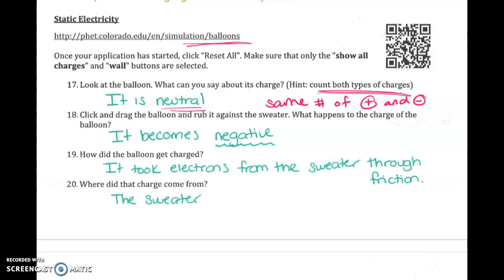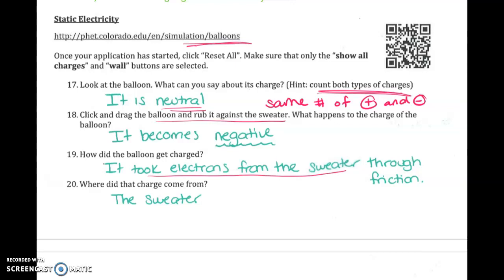So when you click and drag the balloon and rub it against the sweater, that friction is physically peeling electrons away from the sweater. Okay, I'm getting ahead of myself here. Number 19, how did the balloon get charged? It literally took electrons off of the sweater.